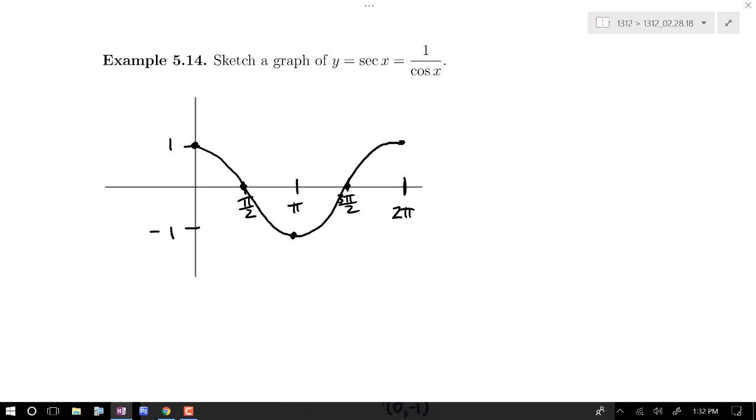So secant will have some asymptotes. Where does secant have its asymptotes? Pi over 2 and 3 pi over 2? Yeah, pi over 2 and 3 pi over 2, because that's where cosine is 0.